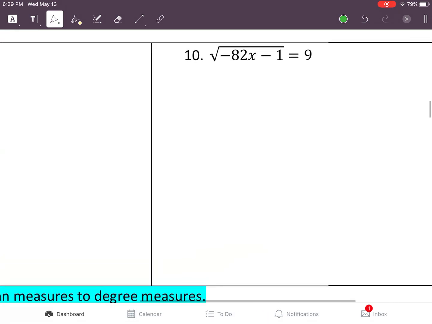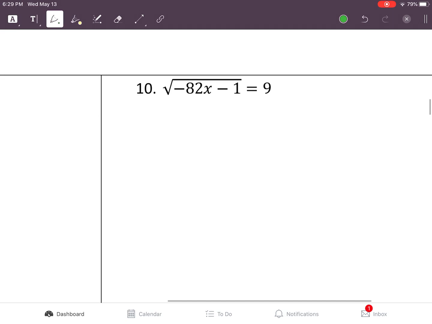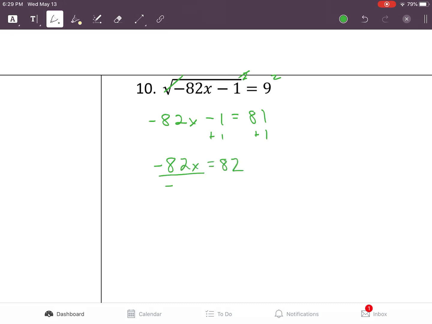All right. Number 10, this is already by itself, so we can just go ahead and start by squaring both sides to get rid of the square root sign. We have negative 82x minus 1 is equal to 81. We add 1 to both sides to get the negative 82x by itself. And we divide by negative 82. So x will equal negative 1.